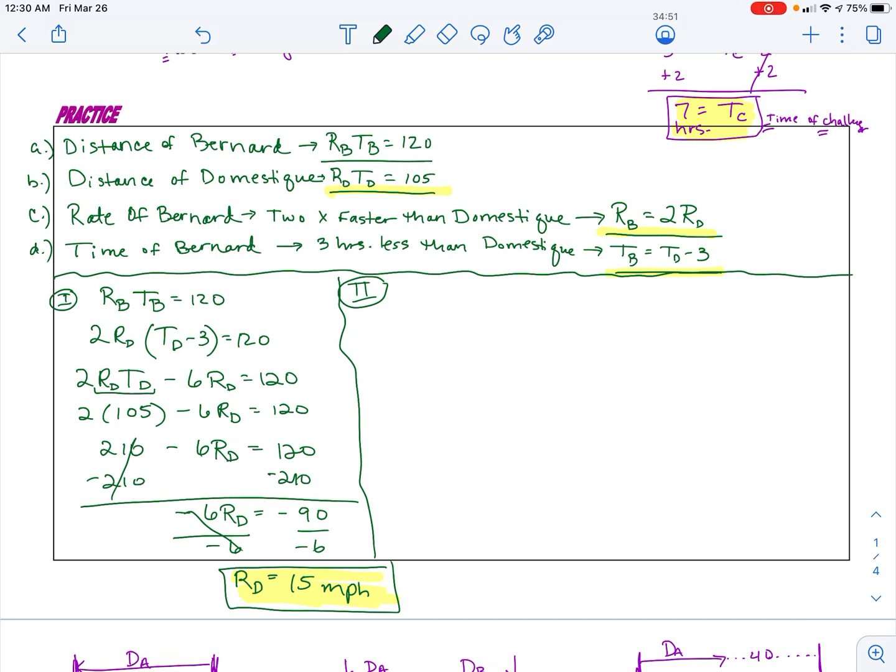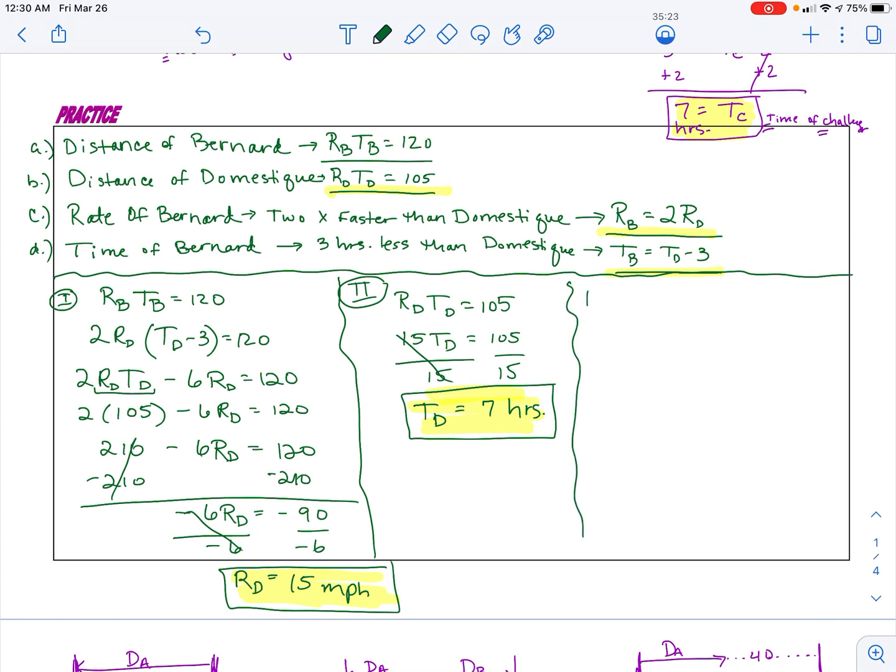I need to pull one that has TD in it. So I'm just going to pull equation B, which is RD TD equals 105. The reason I want to pull that one, obviously, is because I just solved for R sub D, so I'm going to put 15 in for that, and I'll be able to figure out the time. We'll divide by 15 on both sides, and T sub D is 7 hours. So we have successfully figured out the rate and time of domestique.